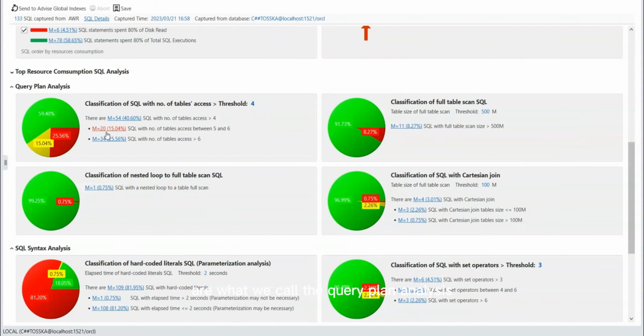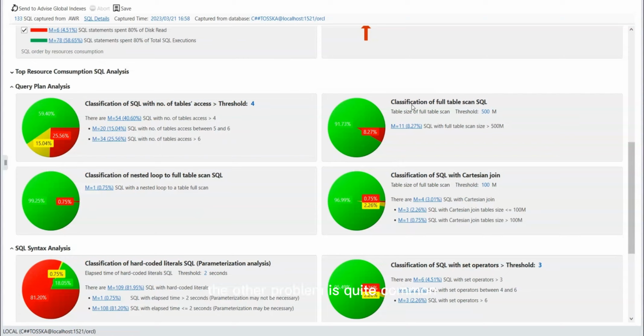And the third one is what we call the query plan analysis. Query plan analysis is based on the query plan that we capture from Auto Workload Repository. And we try to discover why there is a potential problem for users to review the SQL statements. For example, this analysis tells you how many tables these SQL statements are accessing. For example, there are 34 SQL statements with the number of tables more than 6. I think users should check whether it is necessary to access so many tables like this. So you should review those SQL one by one to see why it is necessary to access so many tables.